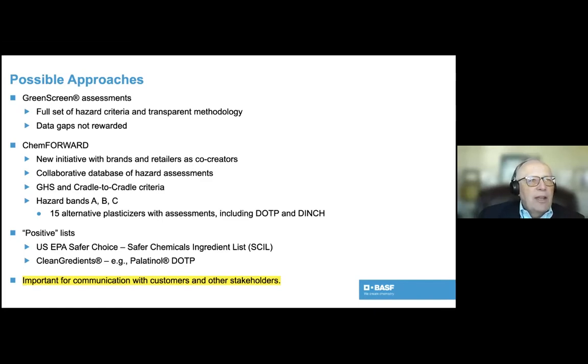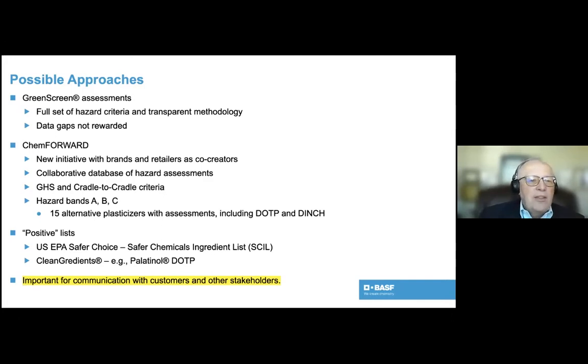I call this positive lists, and arguably I think ChemForward kind of fits into this to some extent too. But for the last number of years, I've dealt with, I would call, negative lists. Proposition 65, European substances of very high concern, and to promote something as not being on one of those lists is okay to a point, but it doesn't necessarily say that it's any better or worse than substances that might be on that list.